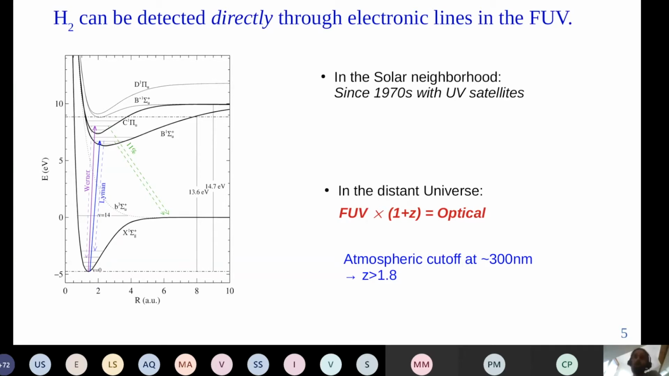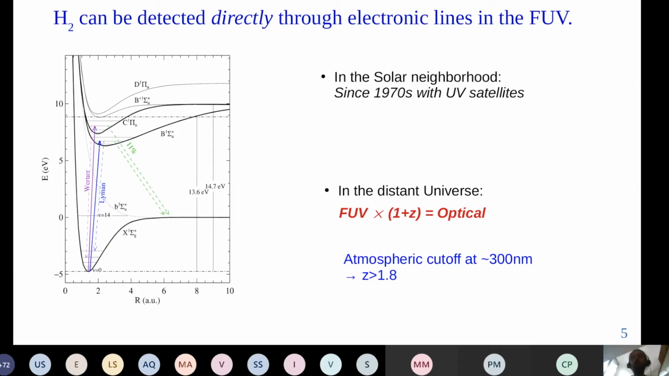And this is known actually since the 70s using UV satellites, using exactly the same technique, but looking at nearby stars and probing the interstellar gas close to the sun, let's say. But in the distant universe, all these lines are redshifted in the optical, and then we can observe these H2 lines using ground-based spectrographs. And this is where UVES has become very important.